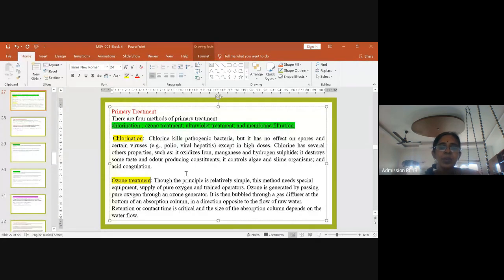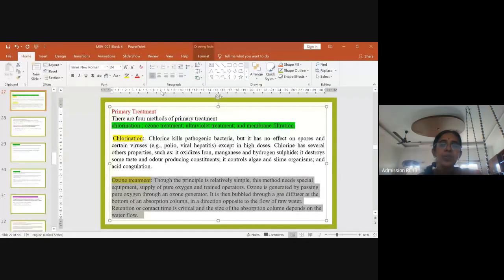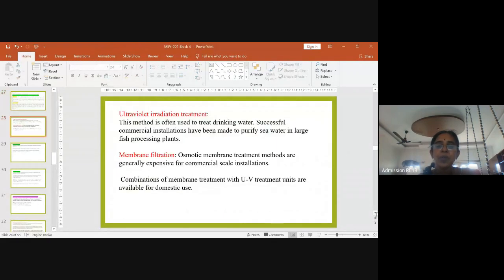So, next one is ozone treatment. Though the principle is very simple, ozone is generated by passing pure oxygen through an ozone generator. Then it is bubbled through the gas diffuser at the bottom of an absorption column in a direction opposite to the flow of water. Retention or contact time with the water is critical, and the size of the absorption column depends on the water flow. So this is also one of the primary treatments of water.